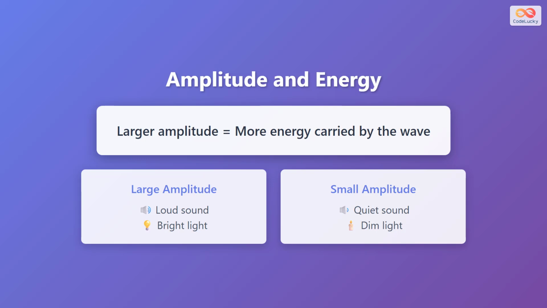Amplitude is directly related to the energy a wave carries. The larger the amplitude, the more energy the wave transports. We can observe this relationship in everyday life. A sound wave with large amplitude produces a loud sound, while a small amplitude creates a quiet sound. Similarly, a light wave with large amplitude appears bright, whereas a small amplitude results in dim light. The amplitude essentially tells us how powerful or intense a wave is.